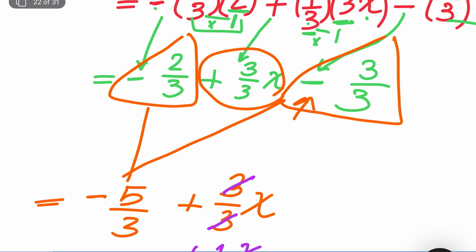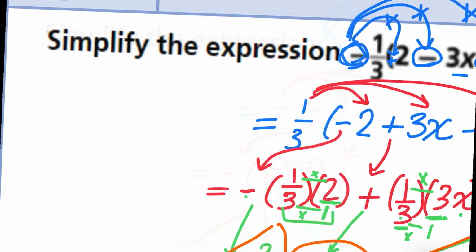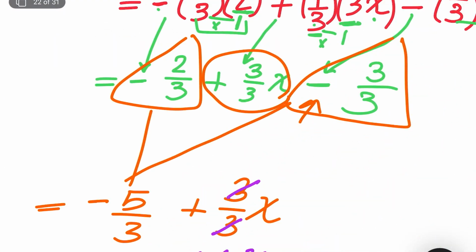I can rewrite it as a mixed number. How many 3's in 5? I have one whole 3 in the 5. In the 5 I have 3 and I have 2. I have 1 whole 3, written. I will write it outside because 3 divided by 3 is 1. And I still have 2 over 3 left. Okay? Keep the negative down.